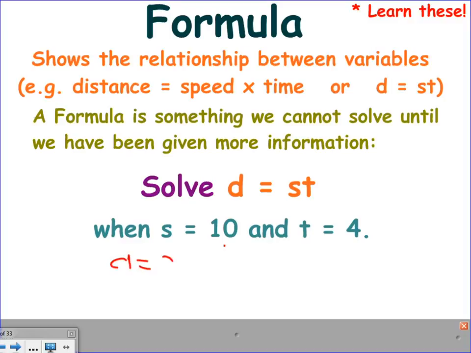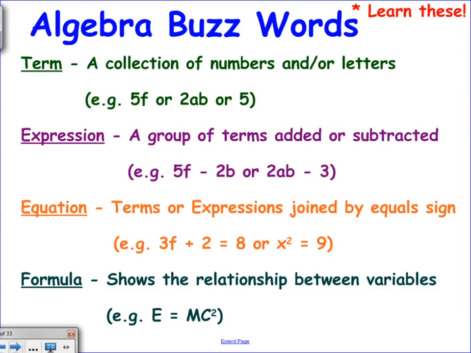So here, D equals st, quite literally means D equals s times t, and when I substitute my values in, 10 times 4 equals, I have a distance of 40 miles. Okay? But I couldn't even start this, even though I knew that distance equals speed times time, until I was given more information. So the sequence: a term, an expression, an equation, and a formula.